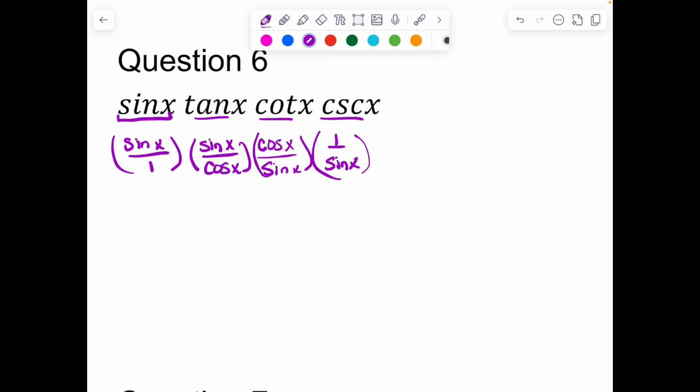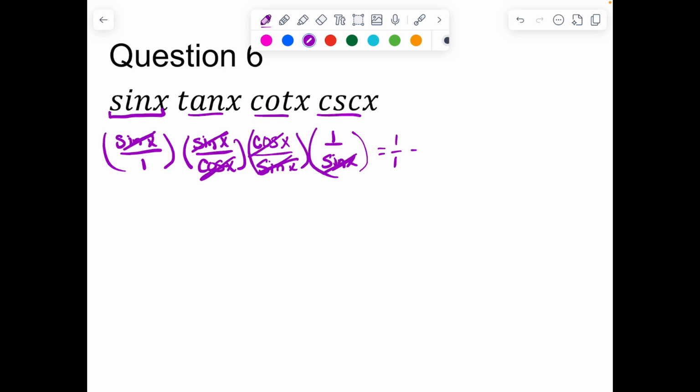So now we're multiplying all these together, so we can do cross-reducing or reduce as we go. So I have a sine of x here and a sine of x here that can go away. I have a sine of x here and a sine of x here that can go away. I have a cosine here and a cosine here that can go away. So this is just 1 over 1, which equals 1.